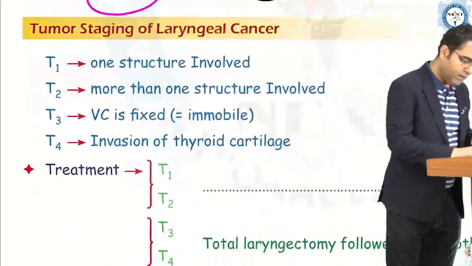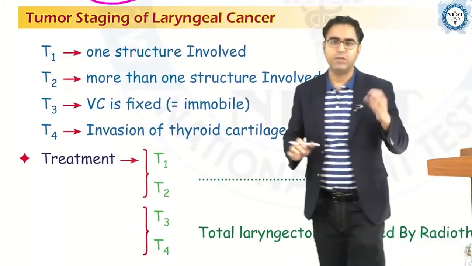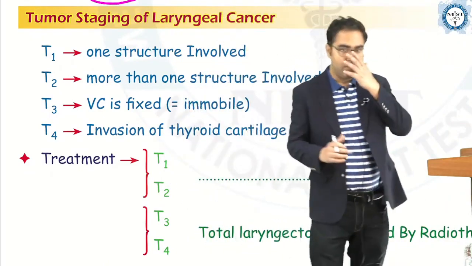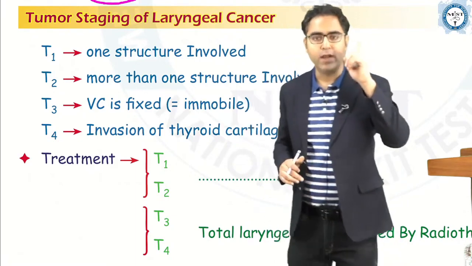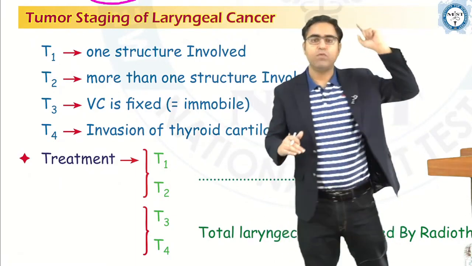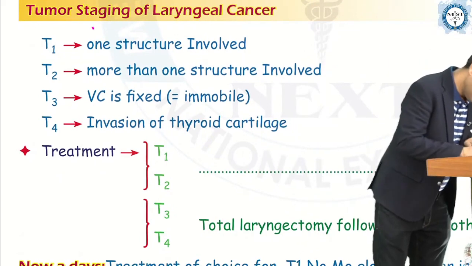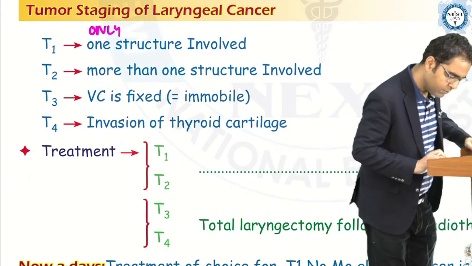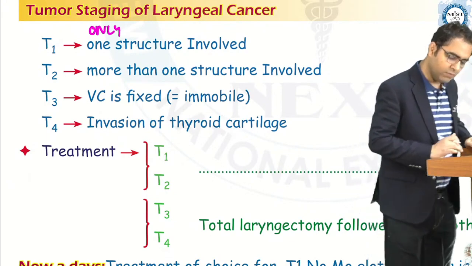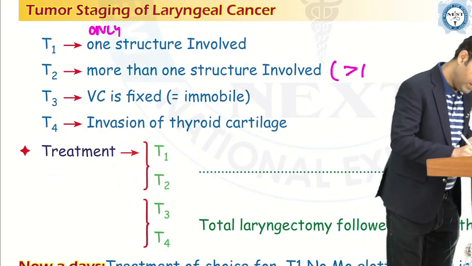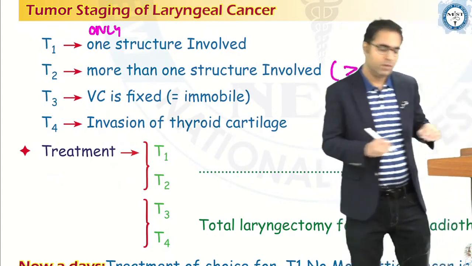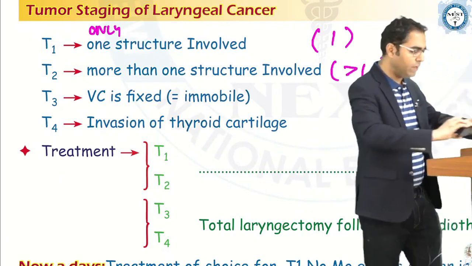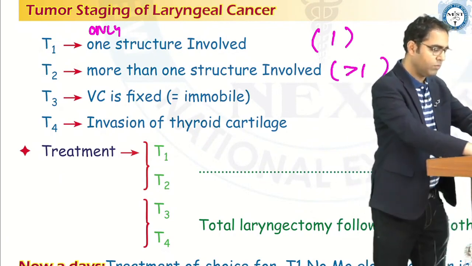Perfect. Now let us do tumor staging of laryngeal cancer, beta. T1, T2, T3, T4. Let us do that. T1 is only one structure involved, beta. T2, more than one structure involved. T1 is one structure involved. Okay. T2 is more than one structure involved.